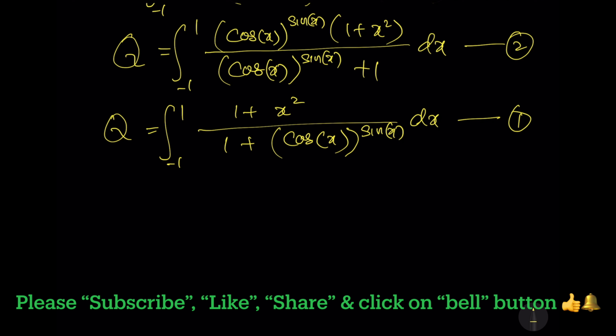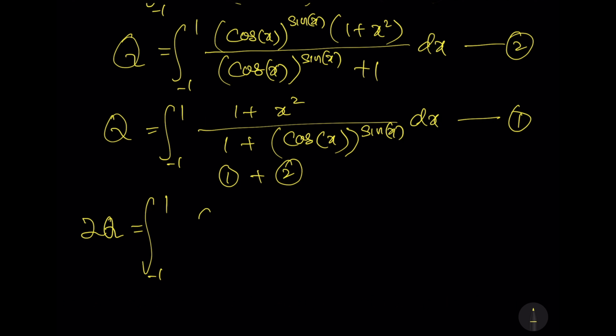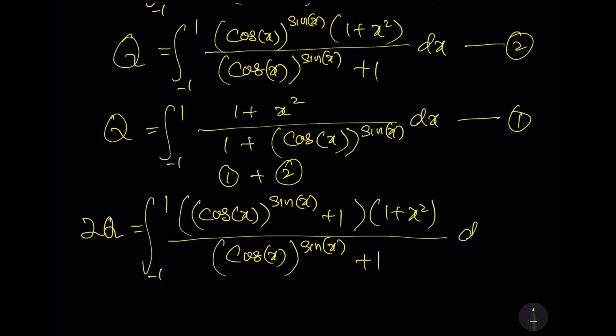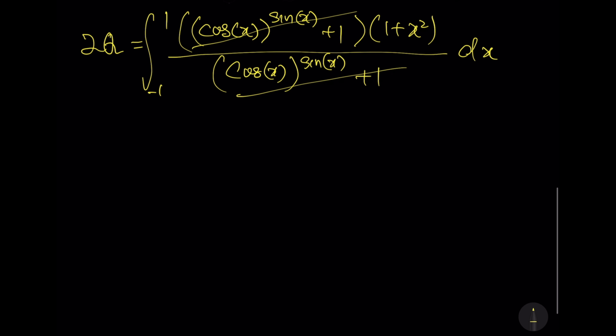Then we are going to use one of my favorite methods, which is equation 1 plus equation 2. That gives us 2Q equals the integral from negative 1 to 1. The numerator is the whole cosine x power sine x plus 1, multiplied by 1 plus x squared, while the denominator is cosine x power sine x plus 1. Obviously, those terms cancel each other, so we get rid of the troublesome cosine x power sine x.